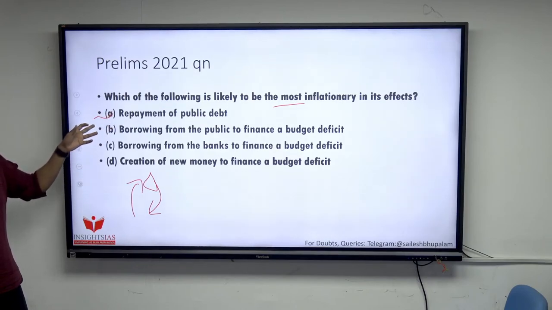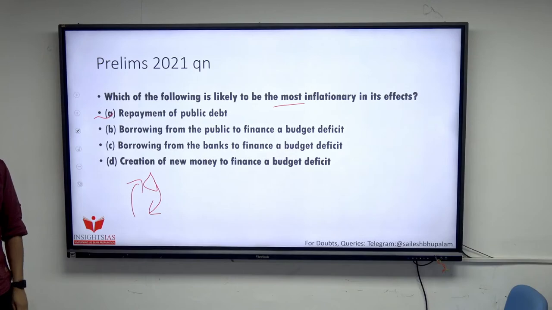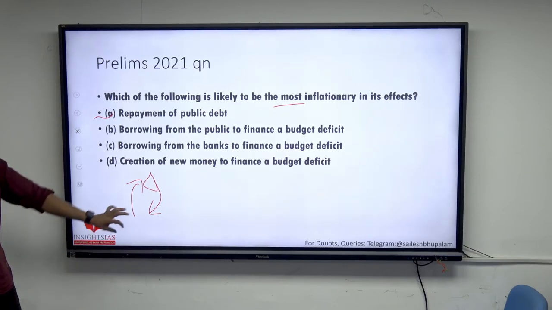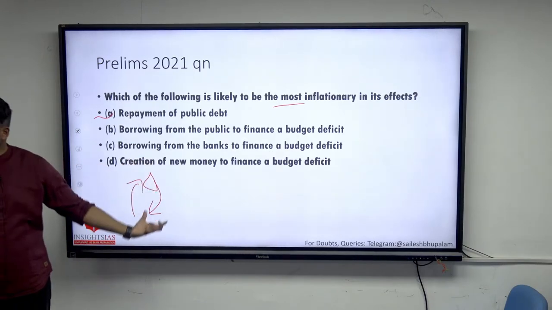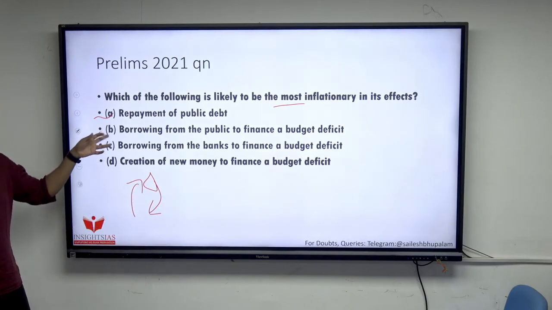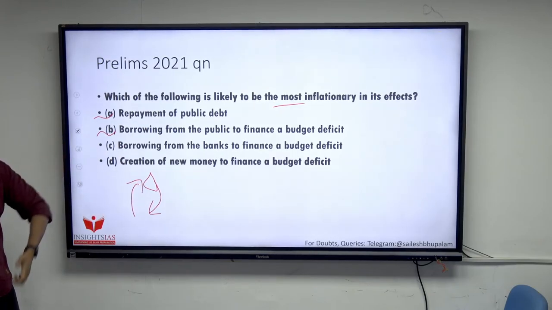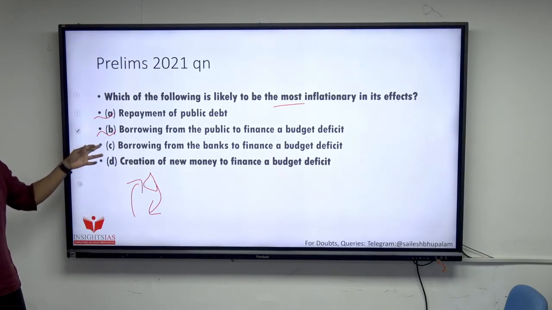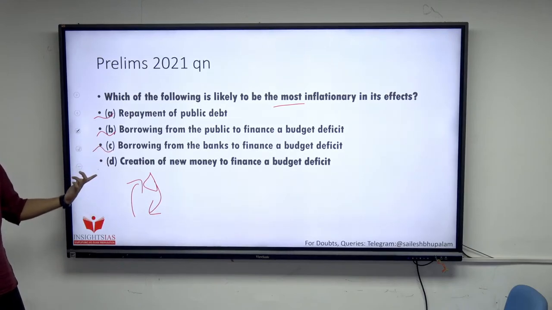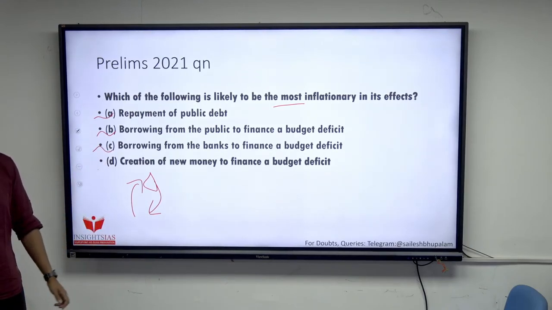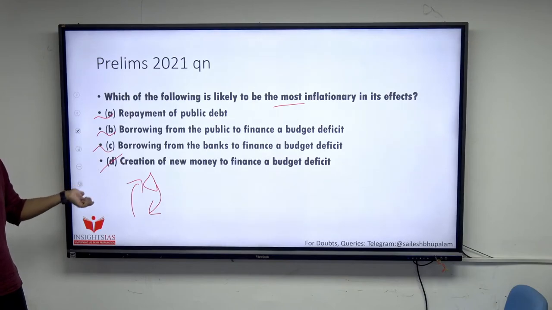So you can say borrowing from the public to finance a public budget deficit. We are taking money from people, spending money back in the economy. Also at a similar level, borrowing from banks to finance a budget deficit. Banks also, it is not very different. We are taking from the economy and spending back in the economy. Also similar level. Creation of new money to finance a budget deficit. If we create new money, then it will definitely create more inflation. Most inflation is created here.